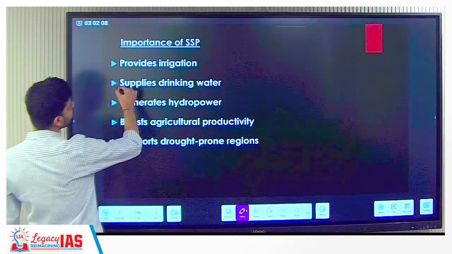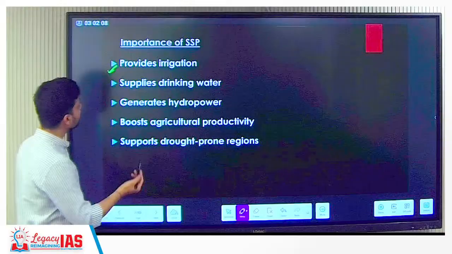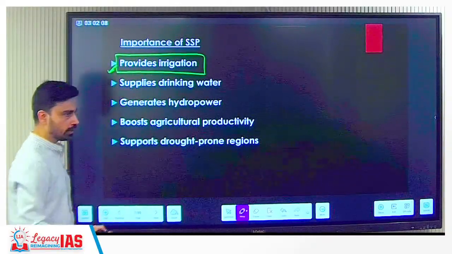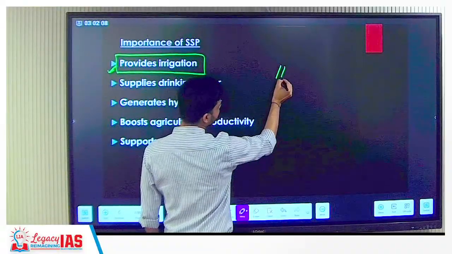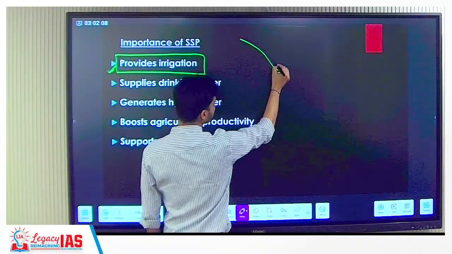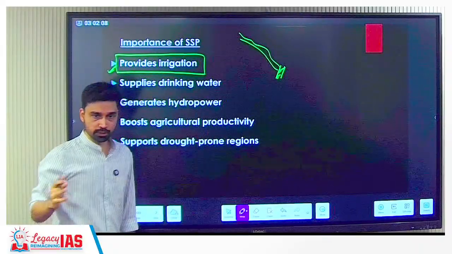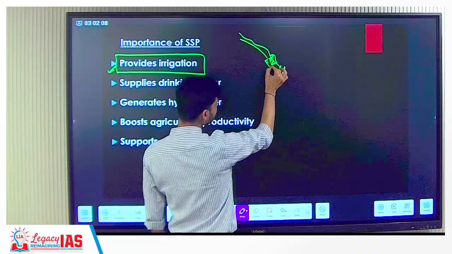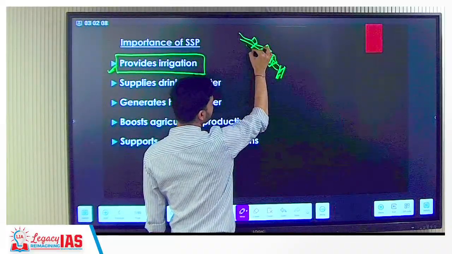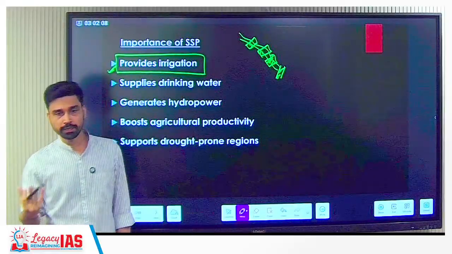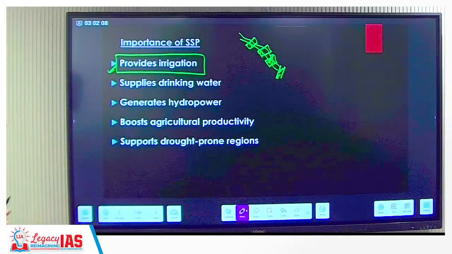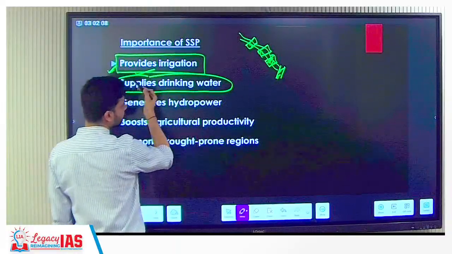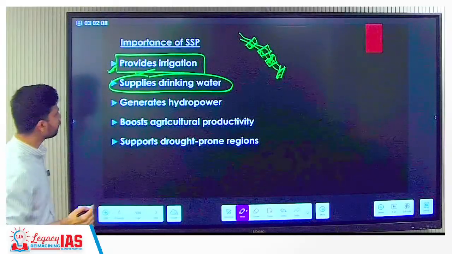What is the importance of this dam for local people and all? So first, what facility does it provide? Irrigation. The Narmada Canal, I told you, from the Sardar Sarovar Dam you have a canal built that supplies water to the dry and arid parts of Gujarat. And the unique part about this particular canal is that above it, what have we installed? Solar panels. So it also helps in the generation of solar electricity. So irrigation facilities are provided, and it supplies drinking water because river water is fresh water.